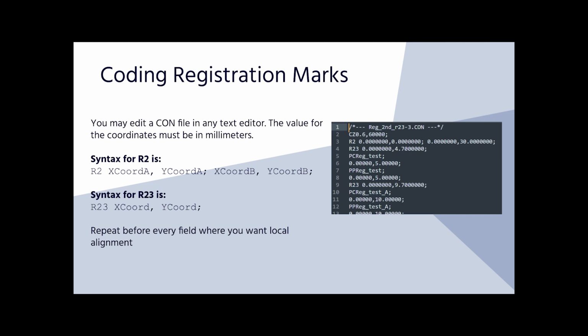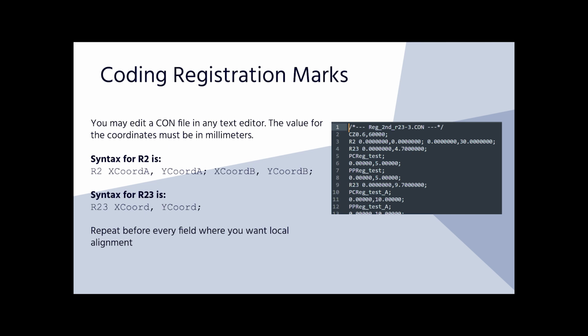You can also just add registration marks directly into a con file. The syntax for an R2 mark is shown below. I do recommend that you check the number of digits. I have seen errors in the past when not enough digits are used for these marks. The syntax for an R23 mark is very similar. You just need to call this mark before calling the field for the local alignment.